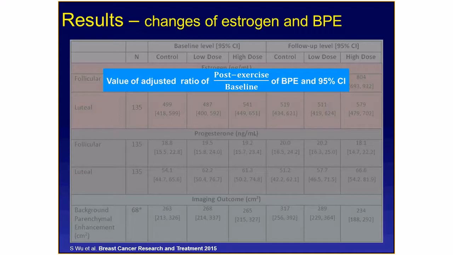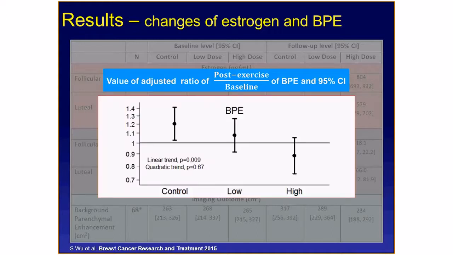In addition to imaging, this study also tested the blood, the estrogen levels, all this stuff. They present that in the paper, but I am showing the imaging finding here. We look at the baseline BPE in the baseline MRIs, and what the BPE level is after exercise, after 6 months.